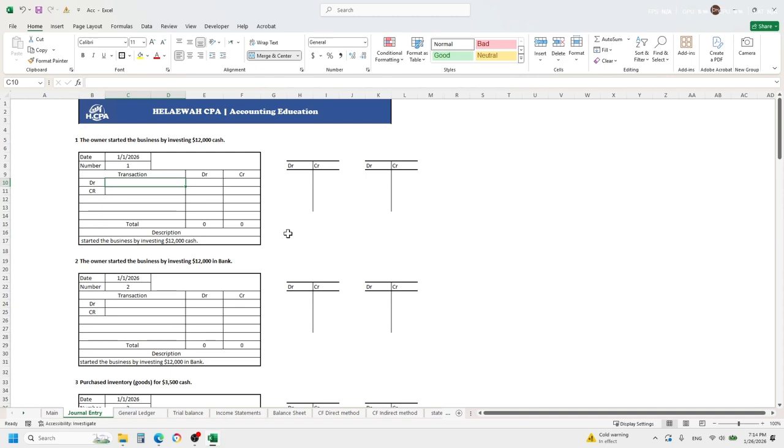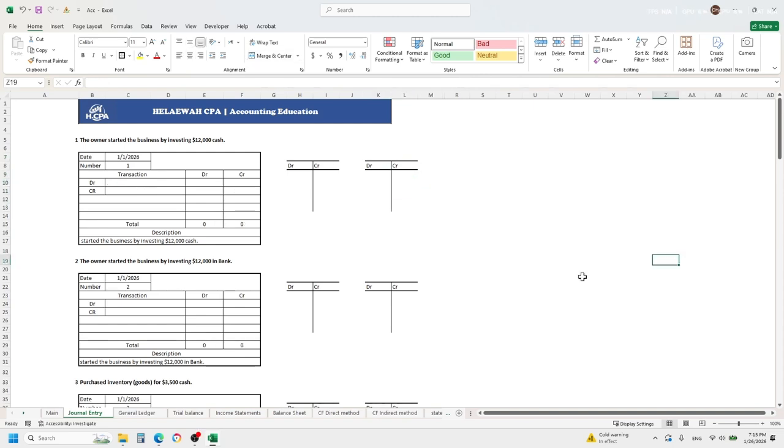The first question: the owner started the business by investing $12,000 in cash. The two accounts that get affected are cash, which is an asset and increases, so we're going to debit it. Equity, the owner's investment, also increases, so we're going to credit it. So the debit account is cash, the credit account is capital, 12,000 in debit and 12,000 in credit. In this case, the asset account increases by increasing cash, and the equity account.